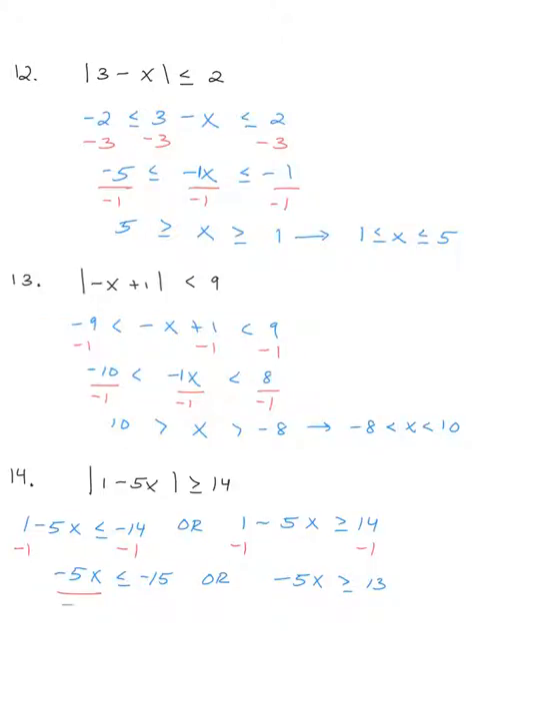In both cases, you'd have to divide both sides by -5. This will change the direction of the inequality. On the one on the left, we have x is greater than or equal to 3, or x is less than or equal to -13/5.